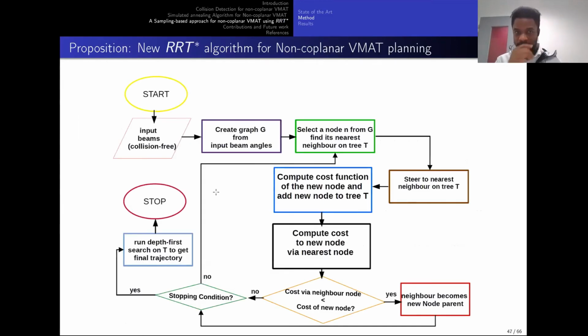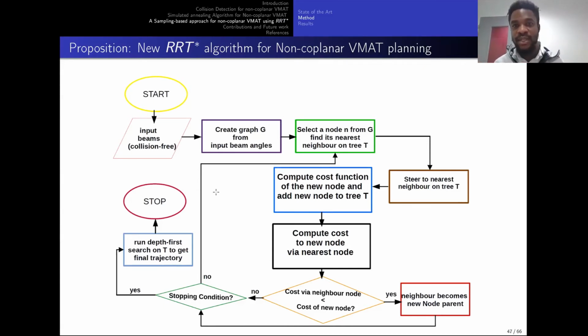So the algorithm looks like this. There's an input set of candidate beams that we then put in a graph structure. The graph structure helps us to be able to, for example, run the nearest neighbor algorithm faster. So from the graph, we find a neighbor. So we'll have two data structures. In fact, you have the graph data structure that holds the input candidate beams, and you have another data structure, the tree data structure, where you put the newly discovered nodes.